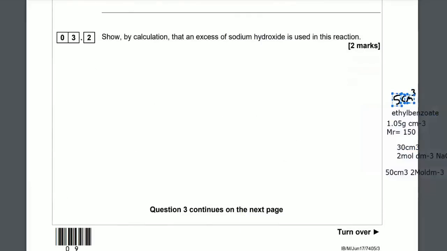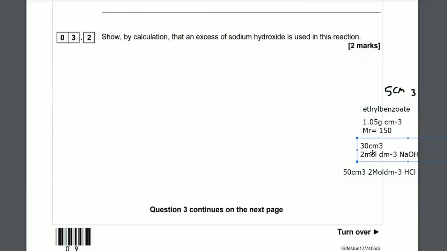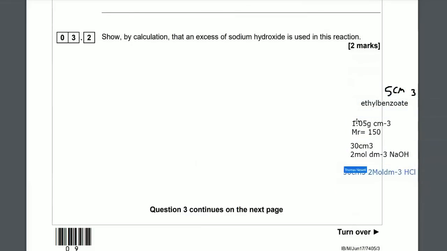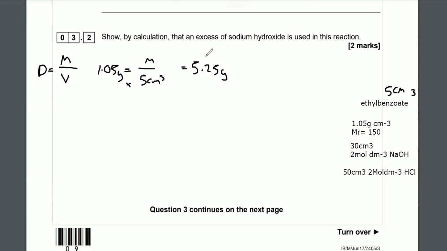3.2, show by calculation that an excess of sodium hydroxide is used in this reaction. So what were our two reactants? Ethyl benzoate, with density 1.05 g/cm³, Mr 150 and volume 5 cm³, and sodium hydroxide, 30 cm³ of 2 mol/dm³. Since we've been given density, we use density equals mass over volume. Density times volume gives the mass, which is 5.25 grams. So now we know the mass of ethyl benzoate.